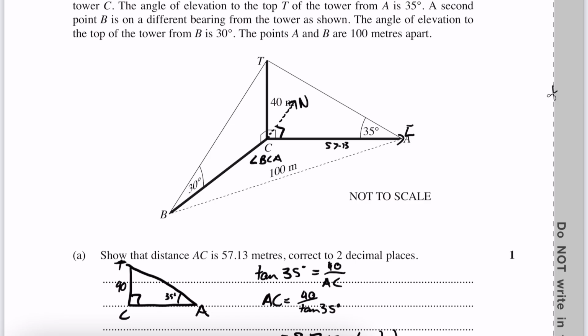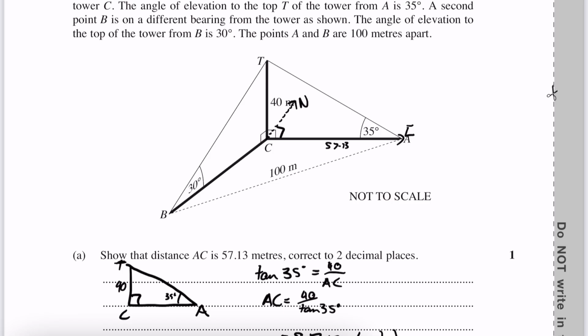Now let's have a think here. In order to find that angle, we can use the cosine rule. And to use the cosine rule, it requires us to have this length here, which we have. We have 57.13 as well as 100. But it also requires us to know this length here, which we don't currently know. But using a very similar principle to what we did to find AC, we can do the same thing to find BC, and then we can use cosine rule to find the angle.